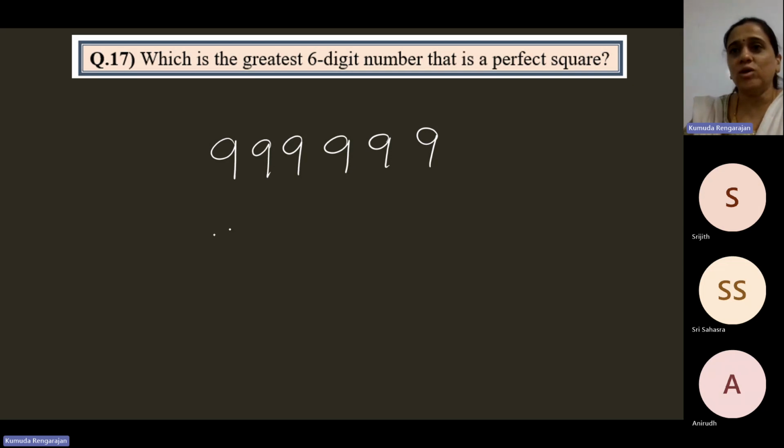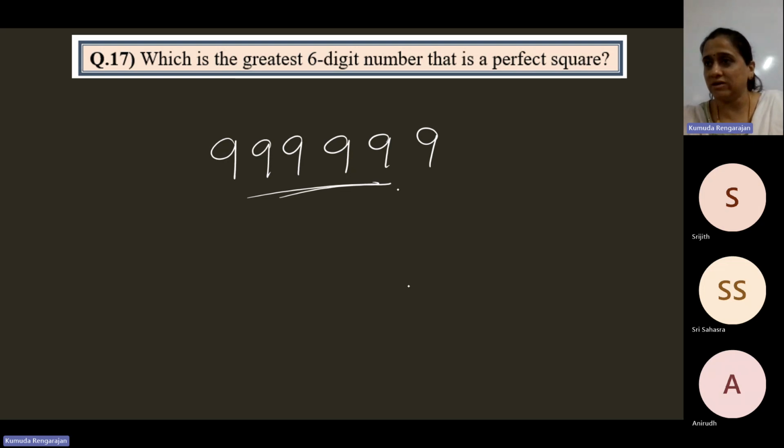Will the answer be less than this number or more than this number? Less than this number, because if it is more than this number, then it will be a 7-digit number. So this is the greatest 6-digit number, but it's not a perfect square. The greatest 6-digit perfect square will be less than this, so you should use a subtraction procedure.